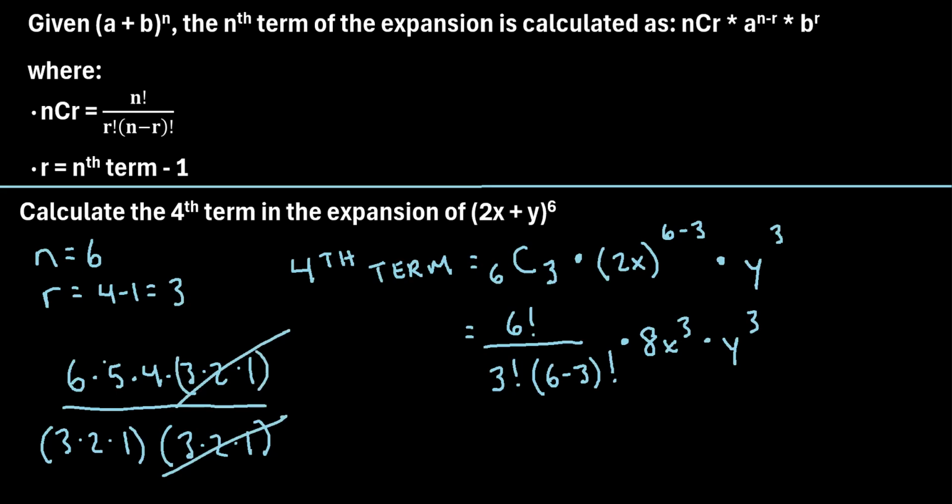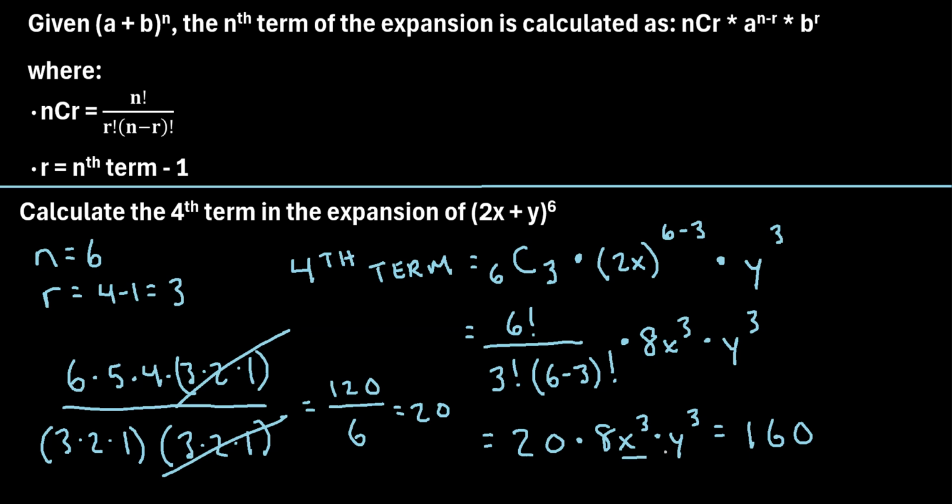So let's see what we have. In the numerator, we're left with 6 times 5, that's 30, times 4 is 120. So in the numerator, we have 120 over 3 times 2 is 6, times 1 is still 6. So 120 divided by 6, that turns out to be 20. So this whole portion right here is just 20. So we can write our final answer as 20 times 8x cubed times y to the third. So our final answer will be 20 times 8, that's 160. And then we have an x to the third and a y to the third. So we can't simplify those at all. So we'll just leave it as x to the third, y to the third. So this is our fourth term in the binomial expansion.